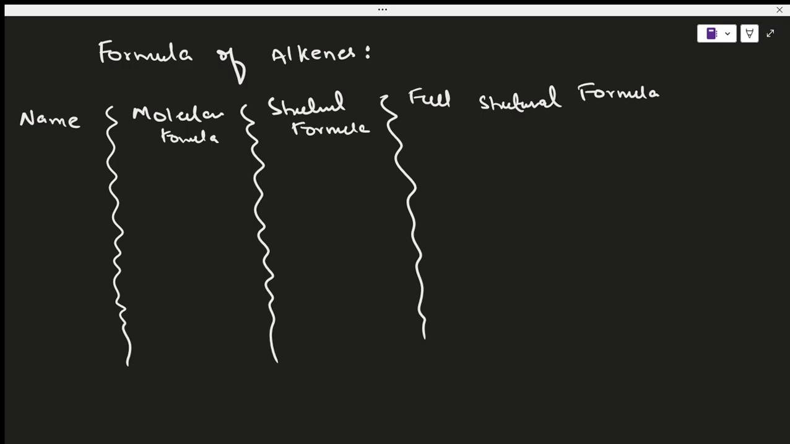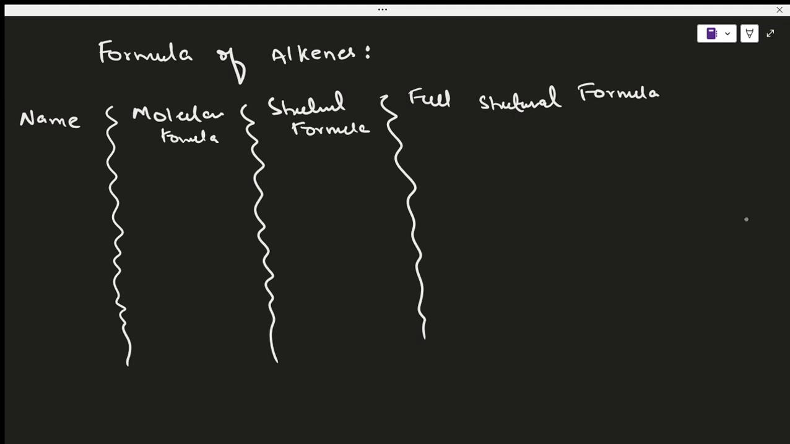Alright, so we are looking into the formula for alkenes, sorry. And so this is the table. This is the same table that we did for alkanes as well, and we're going to be doing similar things for alkenes and even for alcohols later on.